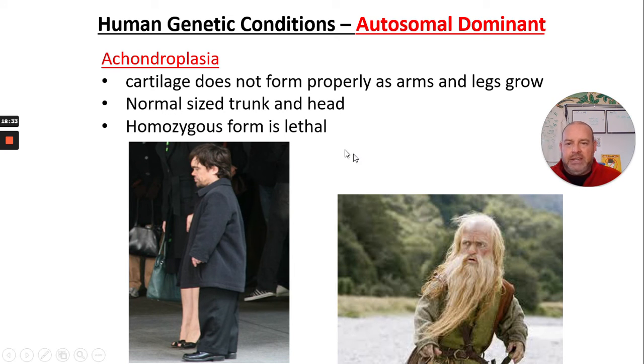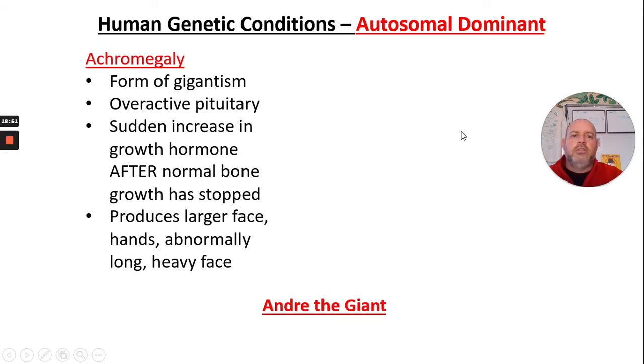And I put Peter Dinklage in here, who's a pretty famous person with achondroplasia that has made a really good life in movies and stuff. He's also the businessman in Elf, in the movie, that runs down the table and starts the fight with the elf.